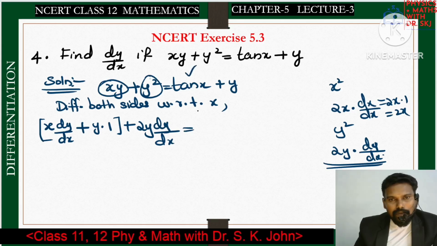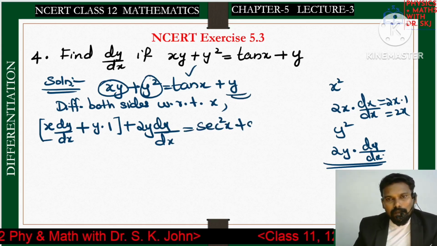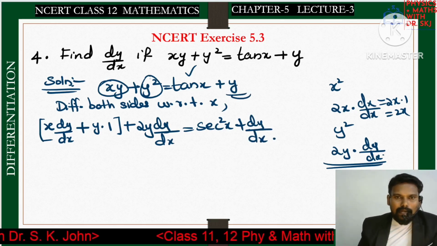That's equal to the derivative of tan x, which is sec square x, plus the derivative of y, which is dy by dx. Now we have to group the terms containing dy by dx.